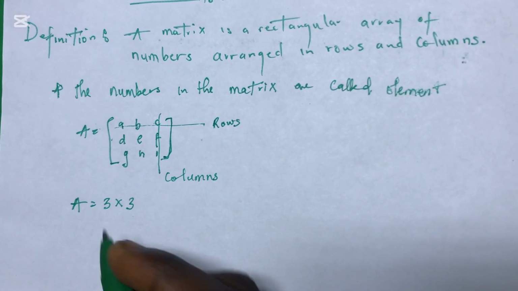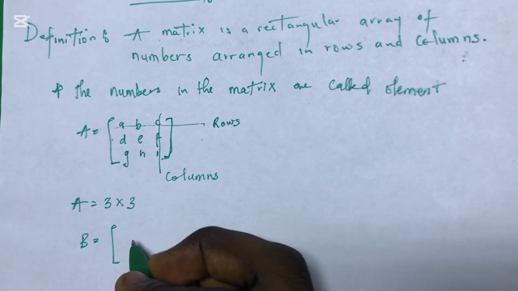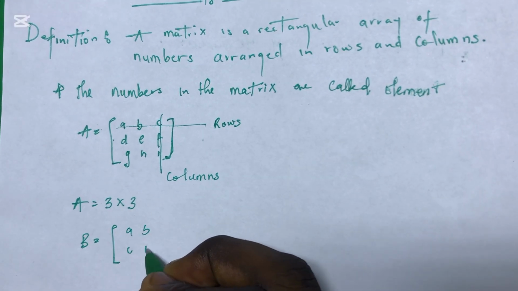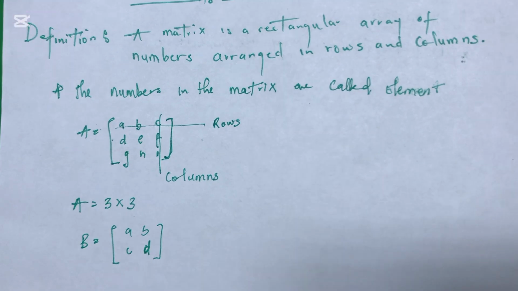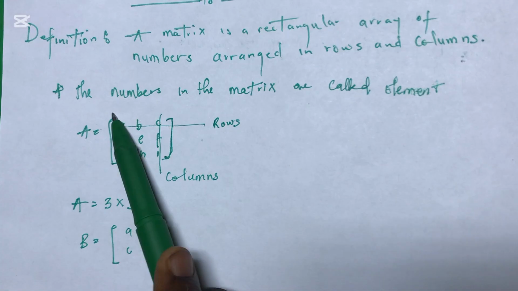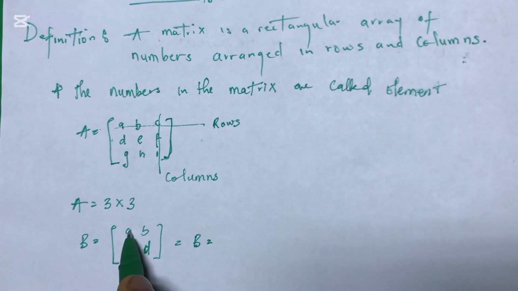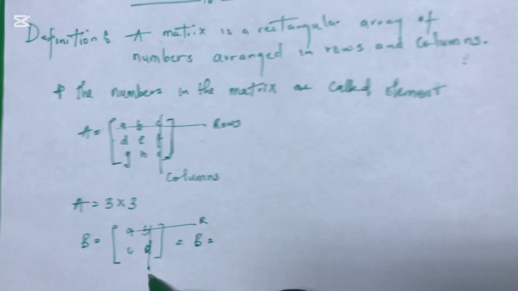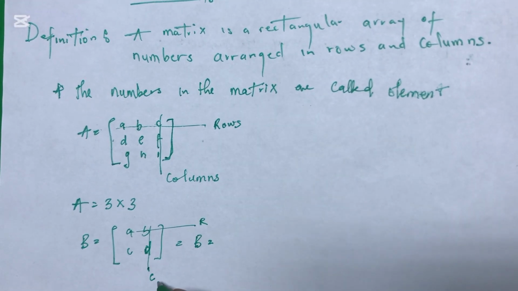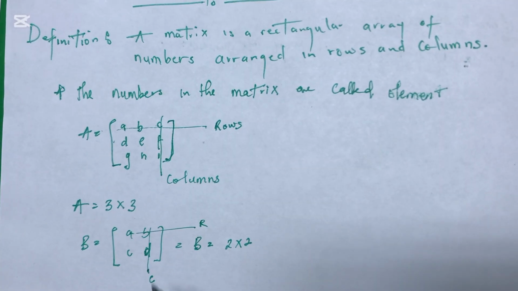Also, if you want to identify another example, let's say we have matrix B. Let's say we have A, B, C, and D. The letters inside are called the elements of the matrix, but the same letters can be numbers too. So B is a matrix with these rows and these columns. We identify this and say these are 2 rows by 2 columns.